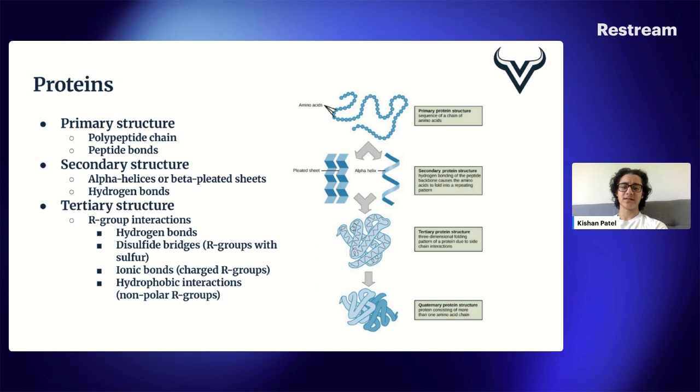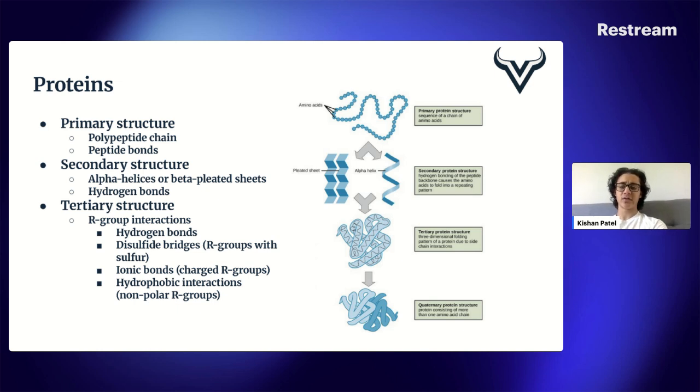If we look at proteins, there are 4 different types of structures of proteins. The main 3 are primary, secondary, and tertiary. Primary structure is simply the polypeptide chain. So this is just the amino acids and their peptide bonds. Very simply, just a chain of amino acids, as you can see in the first picture. Secondary structure, there's hydrogen bonds forming between the different amino acids, and this can form either pleated sheets or helices, which you can see in the second picture.